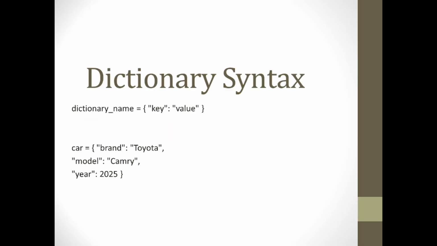Let's understand dictionary syntax. The basic syntax looks like this: dictionary underscore name, using curly brackets, and put the values in pairs. For example, I create a dictionary using the variable name car. The keys are brand, model, year. And here we have three key value pairs. The important thing to remember: key and value are separated by a colon, and different key value pairs are separated by a comma.